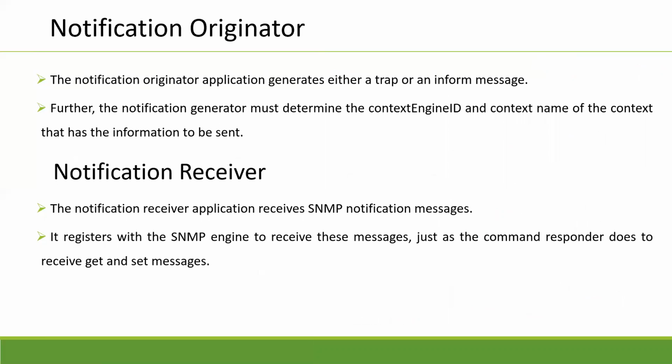Then the notification originator. As the name suggests, the application generates either a trap or an inform message. Its function is somewhat similar to the command responder, except that it needs to find out where to send the message, and what SNMP version and security parameters to use. Further, the notification generator must determine the context engine ID and context name of the context that has the information to be sent.